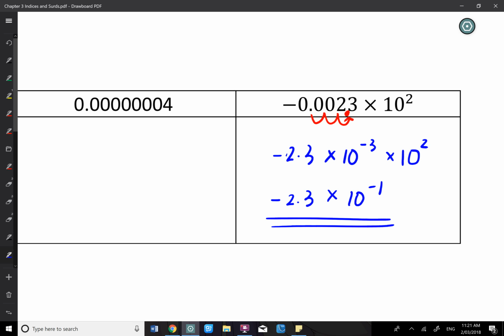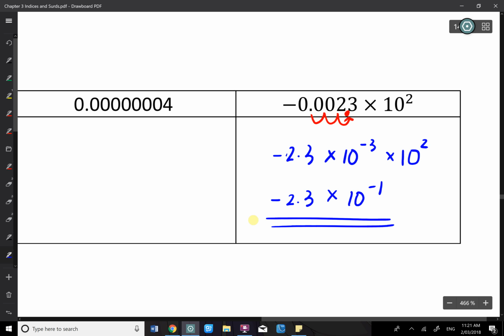When you have the same base, you add the power. Wait, but why is it negative 3 as the power? Shouldn't it be, you move it 3?